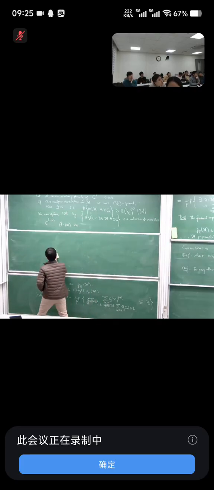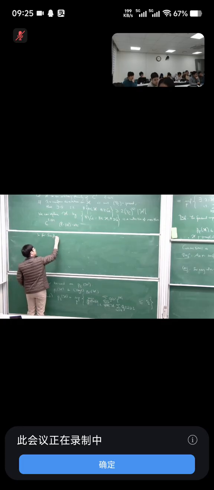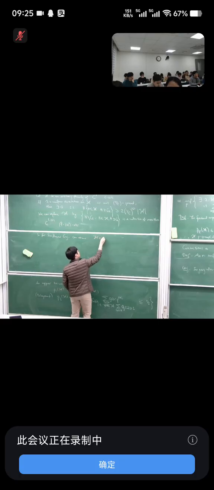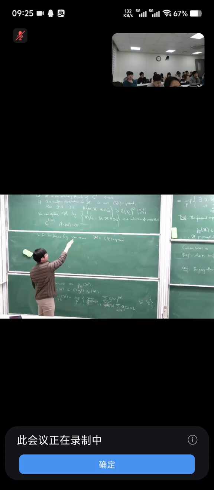So let me just write that conclusion. For the conjecture, we can assume that H is 1 over C squared. And furthermore, this doesn't hold, as I already remarked, only for constant C.